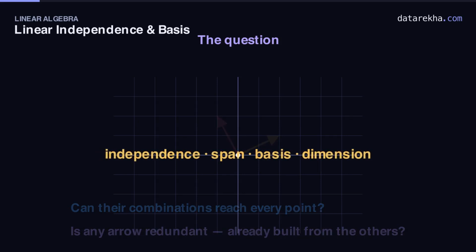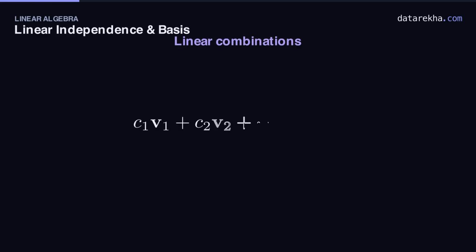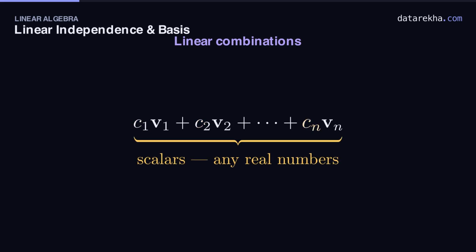Answering those two carefully gives us four of the most important words in all of linear algebra: independence, span, basis, and dimension. And every one of them grows from a single idea: the linear combination. A linear combination is nothing fancy. Take some vectors, scale each one by a number, and add the results up. That's it. The scaling numbers, C1, C2, and so on, are called scalars. Slide them to anything you like, and you sweep out every arrow this recipe can produce.